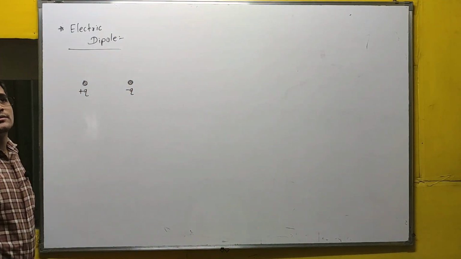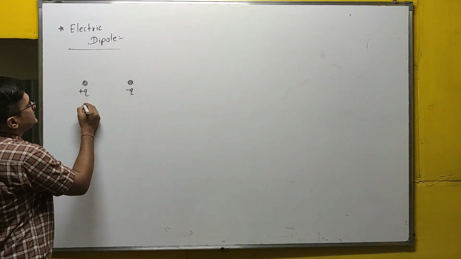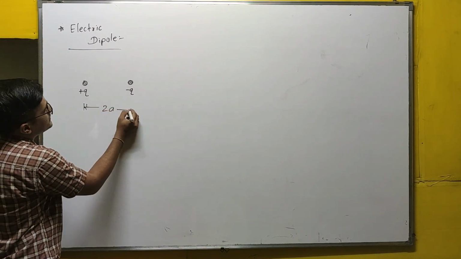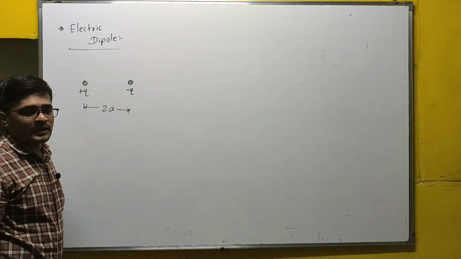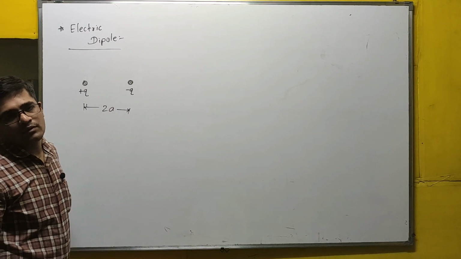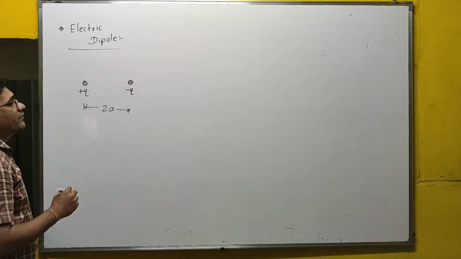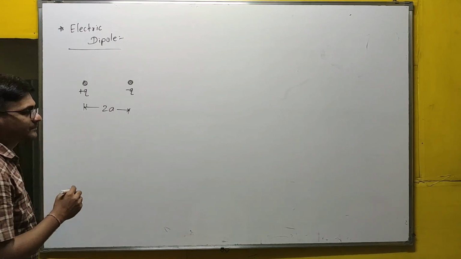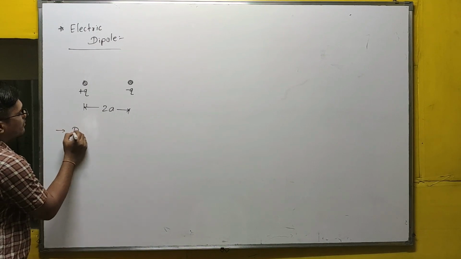So this is the system of two charges. They are separated by a distance of 2a, right? So 2a is the distance between the two charges in the dipole. Now we'll define a new term for this dipole, that is called dipole moment.